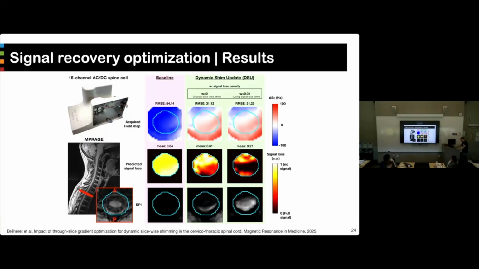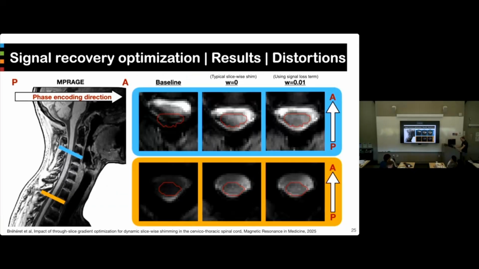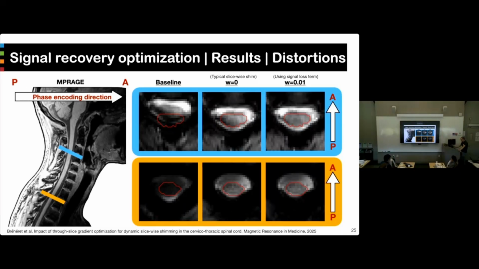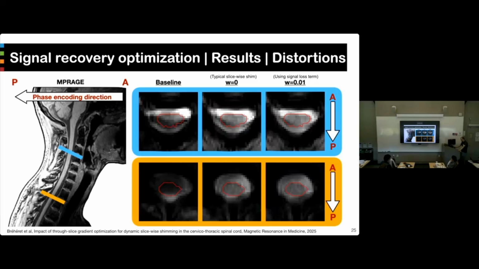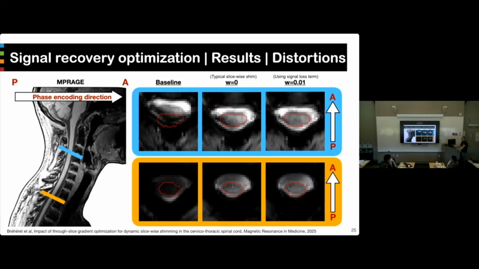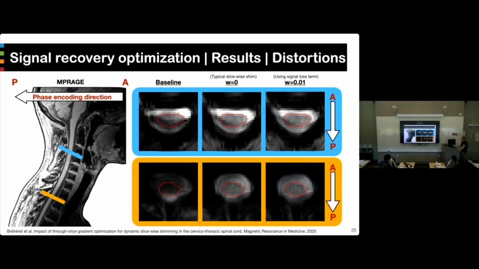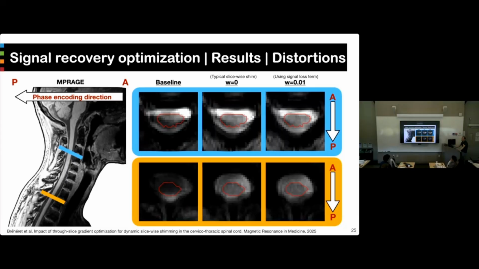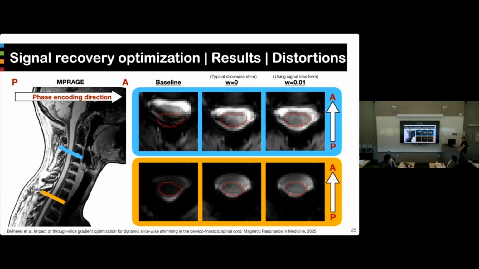So what you're probably thinking is, okay, surely I've helped the signal loss, but what I've probably done is increase my distortions because I've added this penalty term that's focusing on signal loss. So here's some result of distortions. We're changing the phase encoding directions in 2 slices. And what you can see is that there's pretty much no difference between the distortions from the typical slice-wise shim to when we use this signal loss penalty term. So this was great to see.